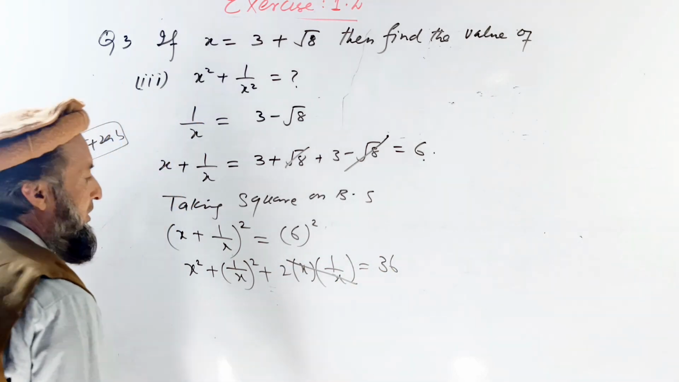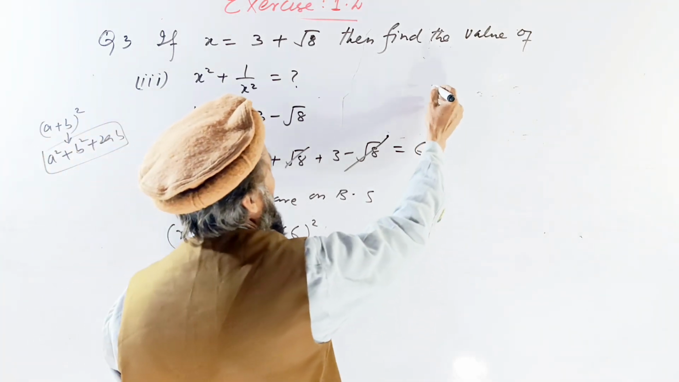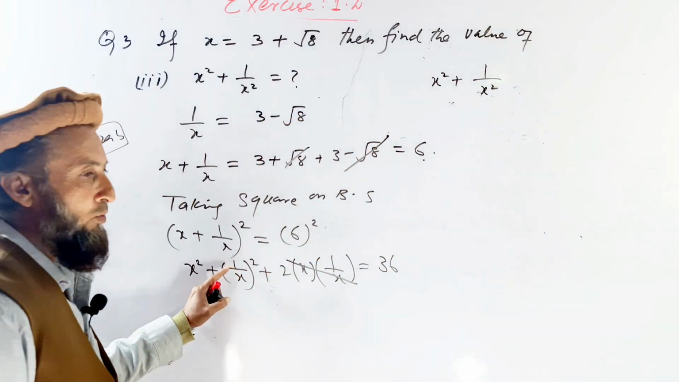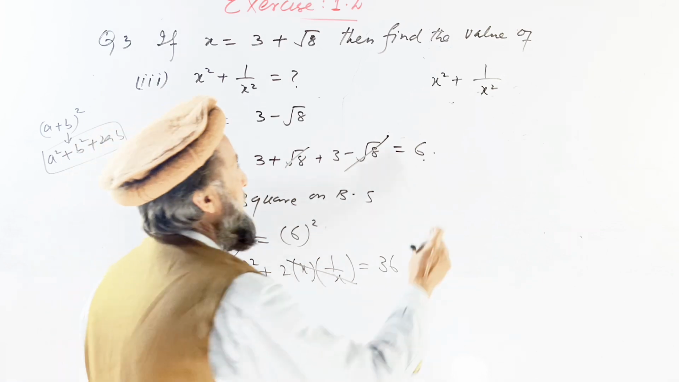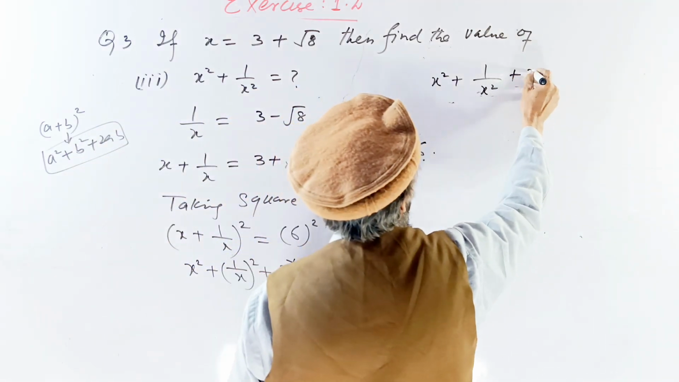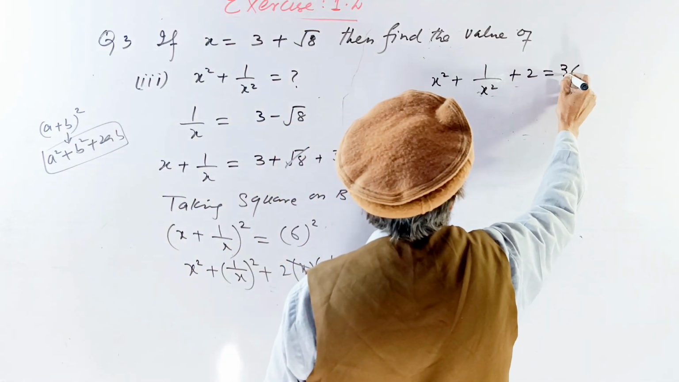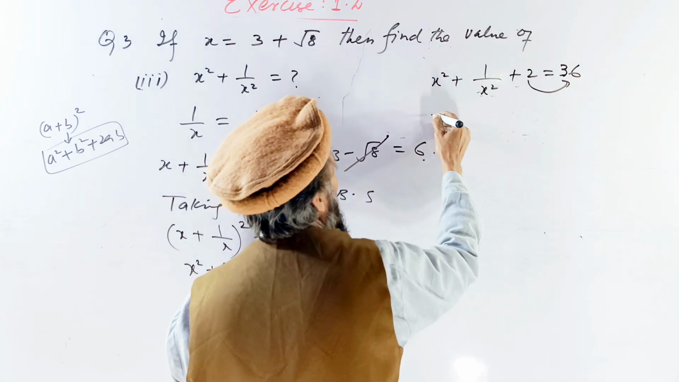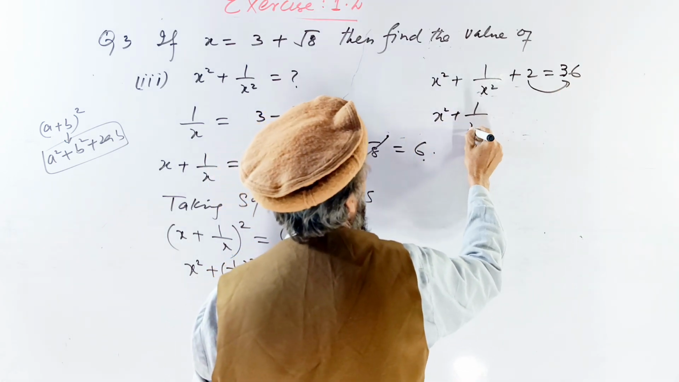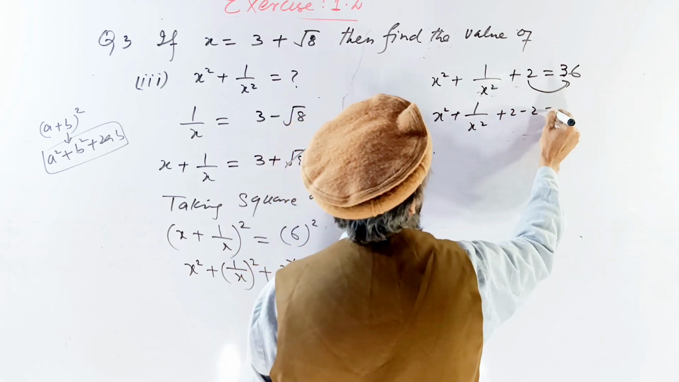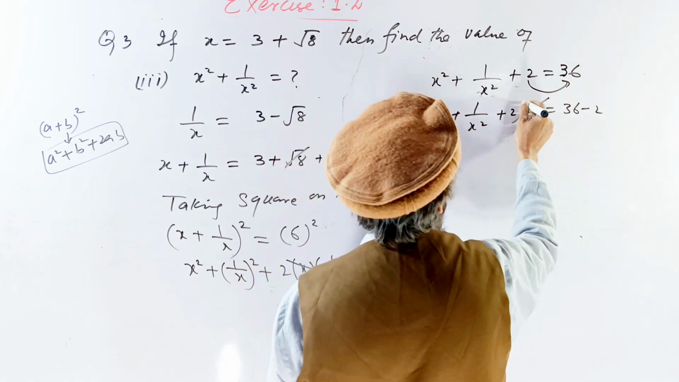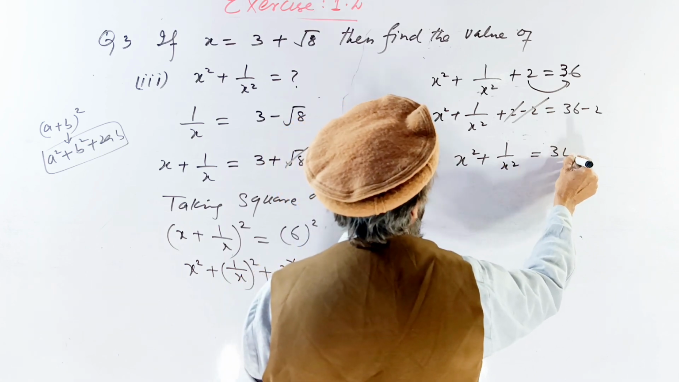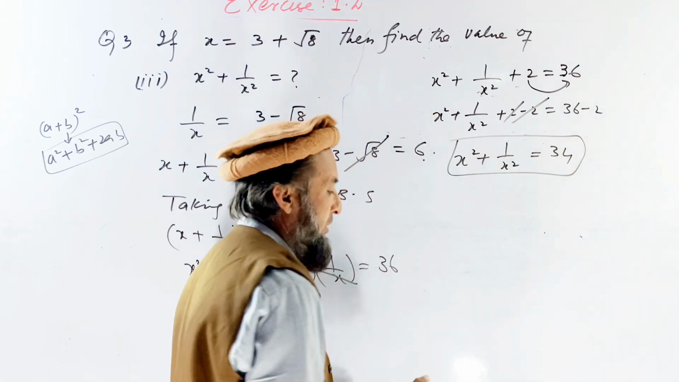These are cancelled to each other. So we get here x square plus 1 over x square. 1 square is 1, and x square plus 2 is equal to 36. Now we subtract 2 from each side of this equation. Plus 2 minus 2 is cancelled, and 36 minus 2. x square plus 1 over x square is equal to 34, which is the answer of this question.